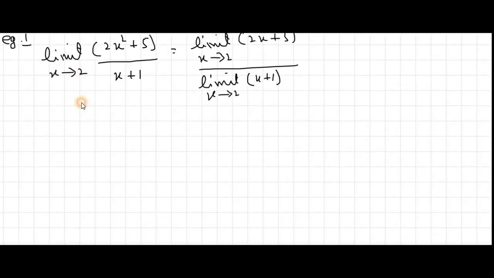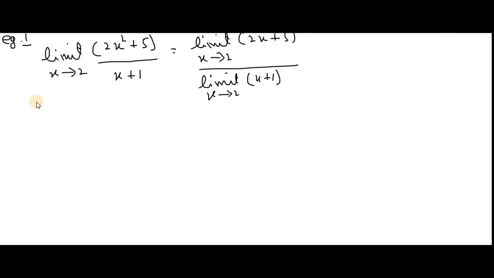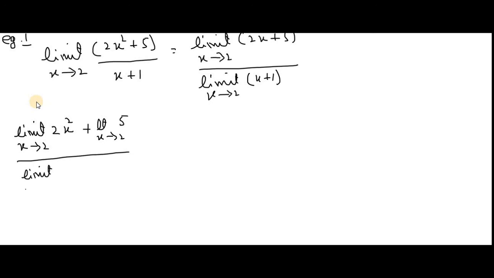Just scrolling the screen upward. Now applying the limit in the numerator and in the denominator, we can see limit x approaches 2, 2x squared plus limit x approaches 2, 5, over limit x approaches 2, x plus limit x approaches 2, 1.